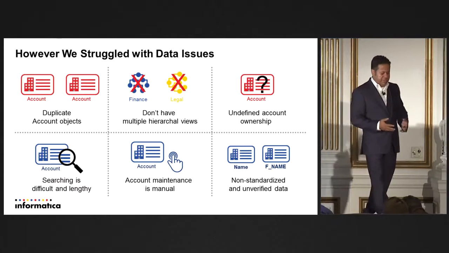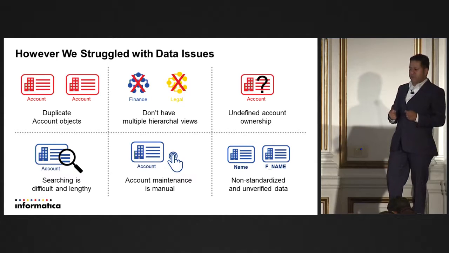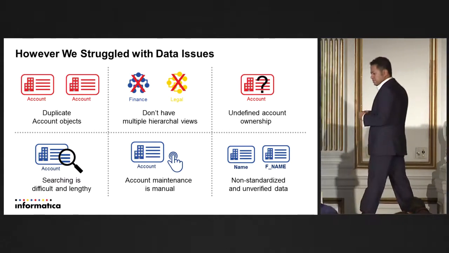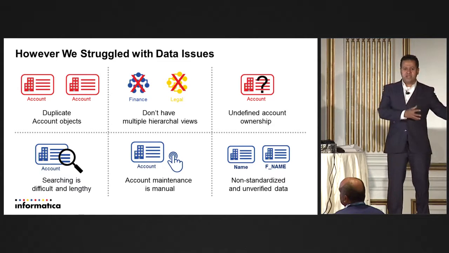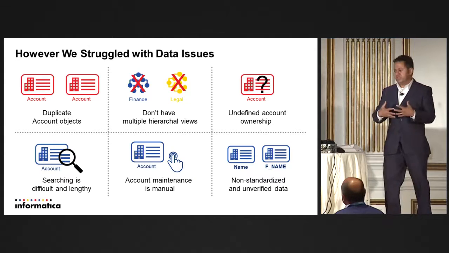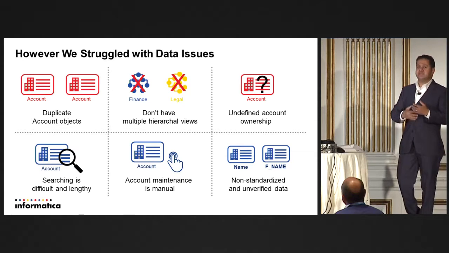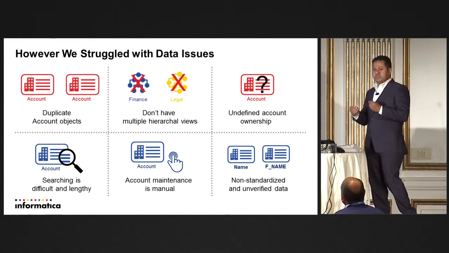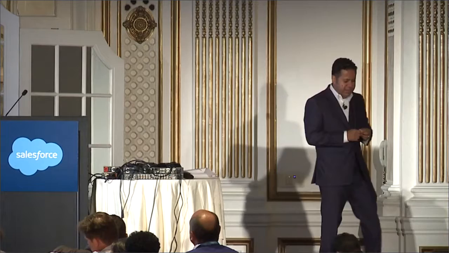So what happened? Why are we here? We're struggling with data. We have duplicate accounts in the account object, and searching is difficult and time consuming. The hierarchical view from the finance team and the legal team doesn't match. Account maintenance in the Salesforce org is very manual. There's no concept of an account team in place. Unified account ownership is another problem. Non-standardized and unverified data is a big problem. Our marketing team recently complained that we sent a marketing email to a dead person.